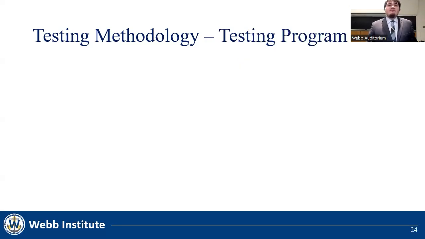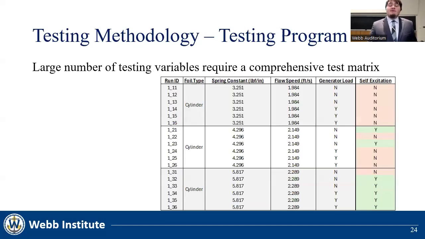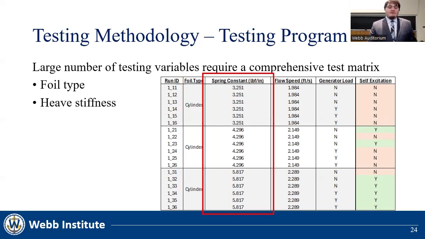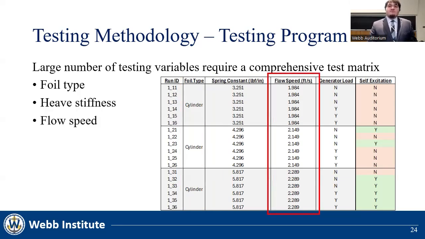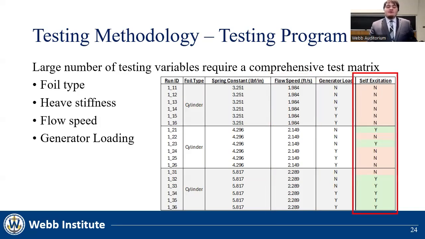So we have all these different variables, which means we had to have a large comprehensive test matrix, an example of which can be seen here. This test matrix allowed us to step through each of the variables in a coordinated manner, starting with the foil type, spring constant, flow speed, and whether or not we had the resistive generator load applied. In the final column, you can see that we noted whether or not the foil self-excited.